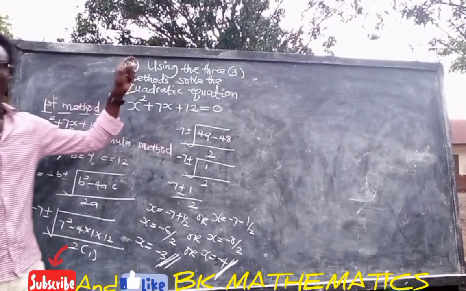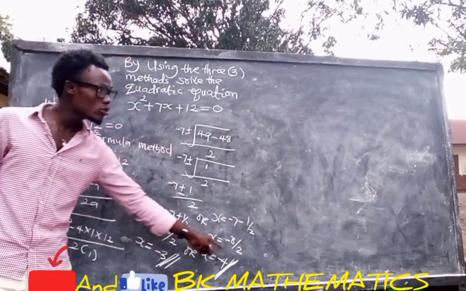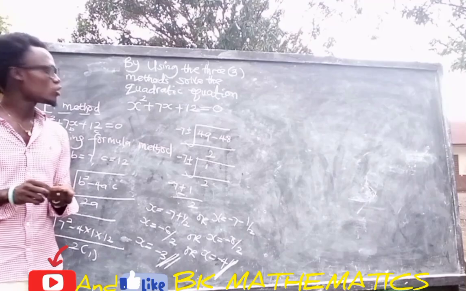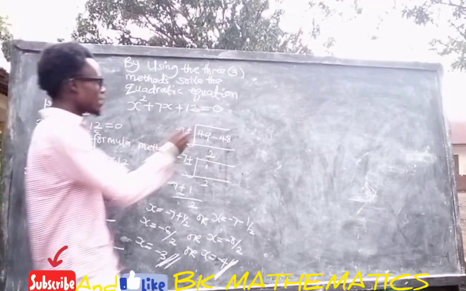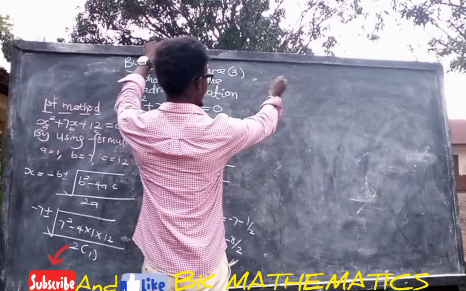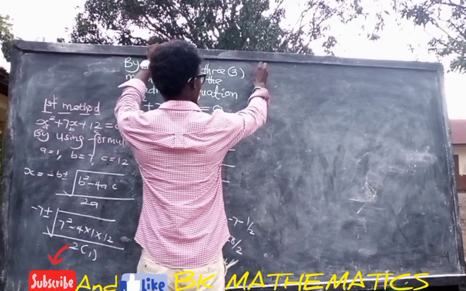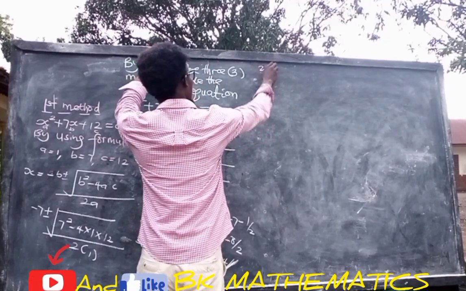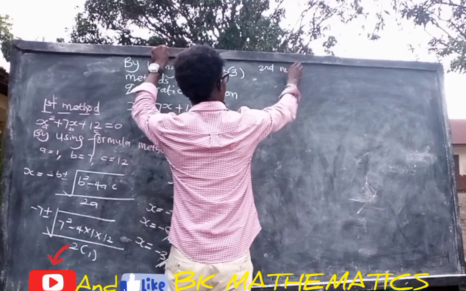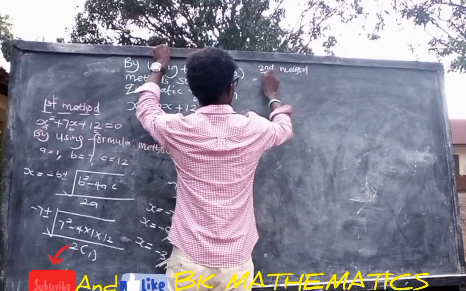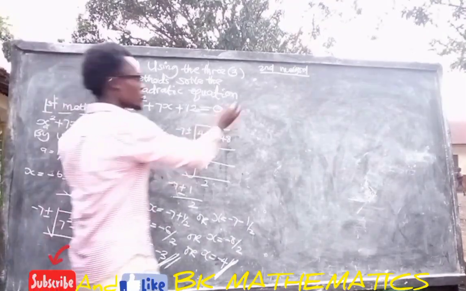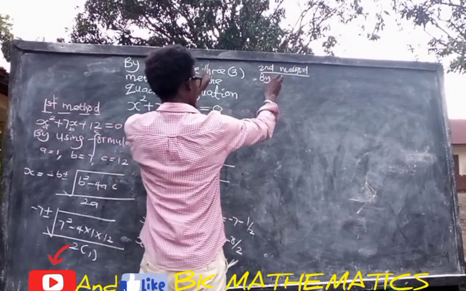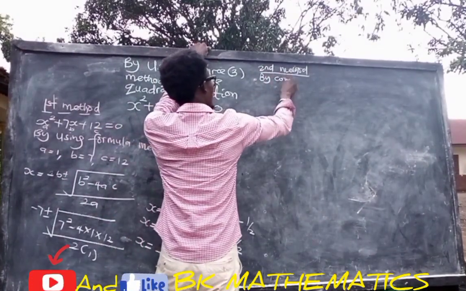Now if we use the other methods, we are going to arrive at these two answers also. Now let's use the completing the square method to see. Let's say this is our second method. Now if we want to use the second method, we say by completing the square method.